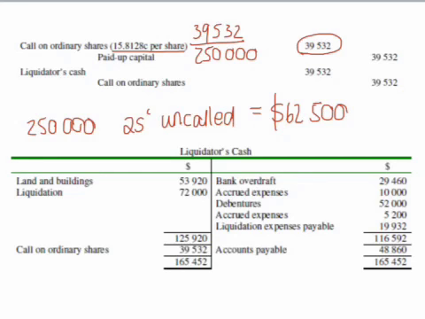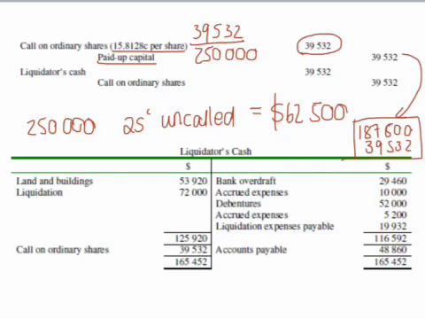So how do we record this transaction? We create a call on ordinary shares, which is almost like a receivable account. We record that call in our share capital account. So it increases our balance on the share capital. So at this stage, our share capital will consist of the 187,500, which was the paid up capital prior to the call, plus the 39,532. So that is now the value of our paid up capital.